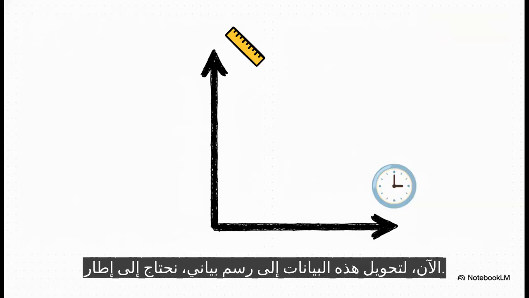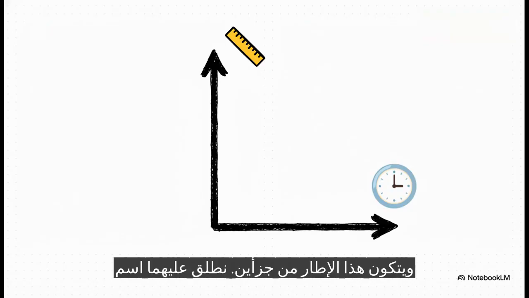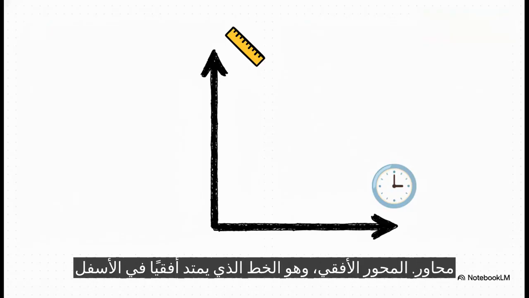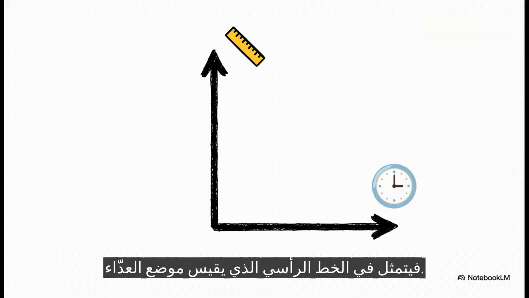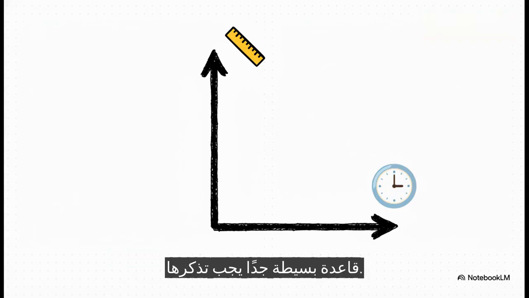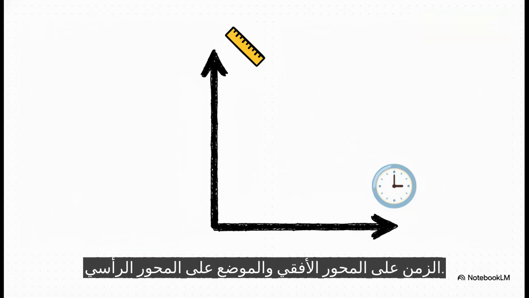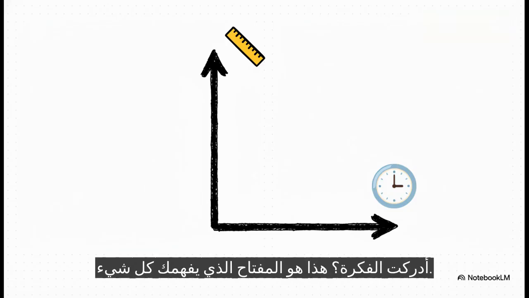Now, to turn that table into a picture, we need a frame. And that frame has two parts. We call them axes. The horizontal one, that flat line along the bottom, that's for time. And the vertical one, the one going up the side, that tracks the runner's position. Super simple rule to remember: time runs along the bottom, and position goes up the side. Got it? That's the key to everything.